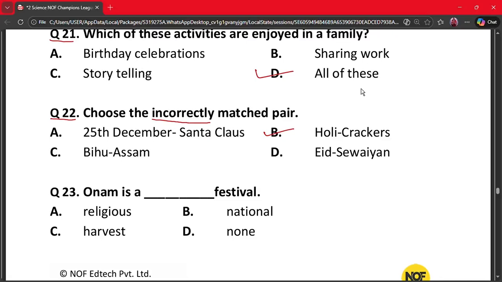Holi is a festival of colors, not crackers. Crackers are usually associated with Diwali. Hence option B is incorrectly matched.